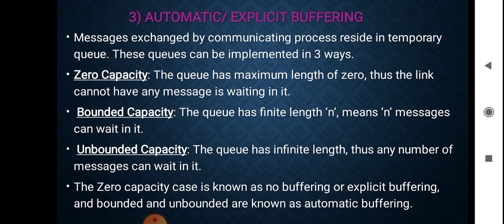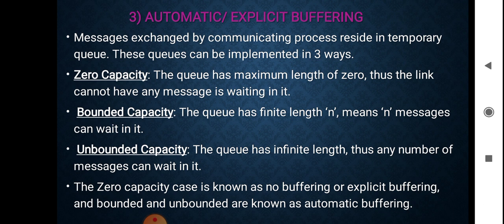In bounded capacity, the queue has a finite length n. Suppose the queue length is 5, then 5 messages can wait in it. So n messages can wait. If the queue is not full, whenever a new message is sent, the message is placed in the queue and the sender can continue execution without waiting. If the queue is full, the sender must block until space is available in the queue.